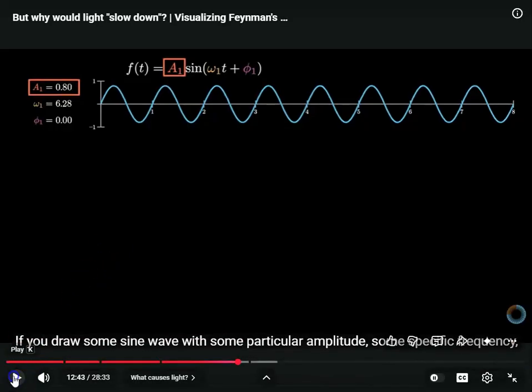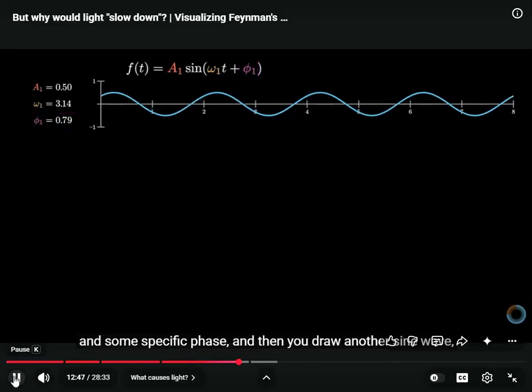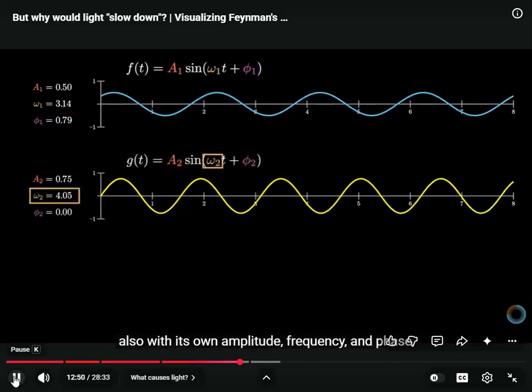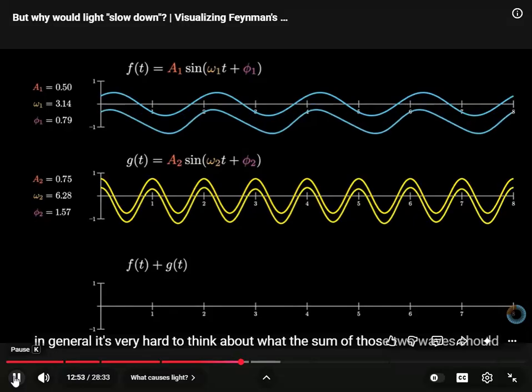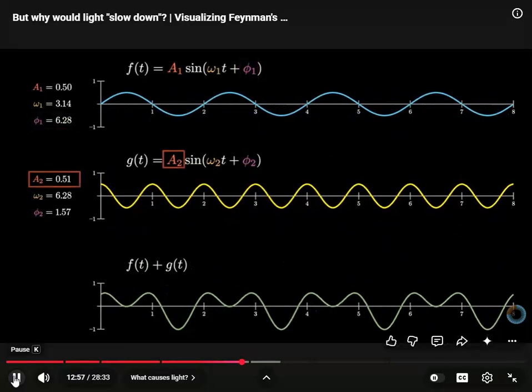Some specific frequency, and some specific phase, and then you draw another sine wave, also with its own amplitude, frequency, and phase. In general, it's very hard to think about what the sum of those two waves should look like as you tweak those initial parameters.